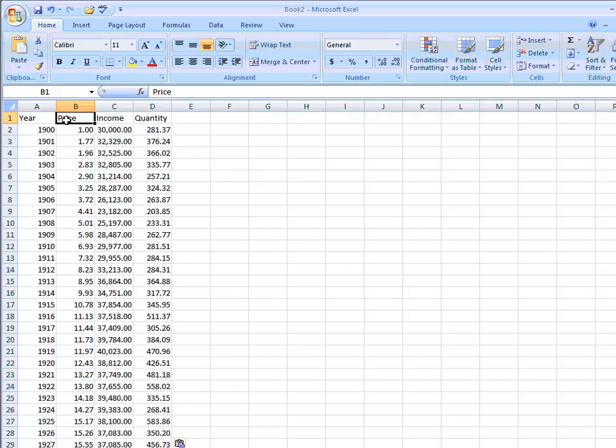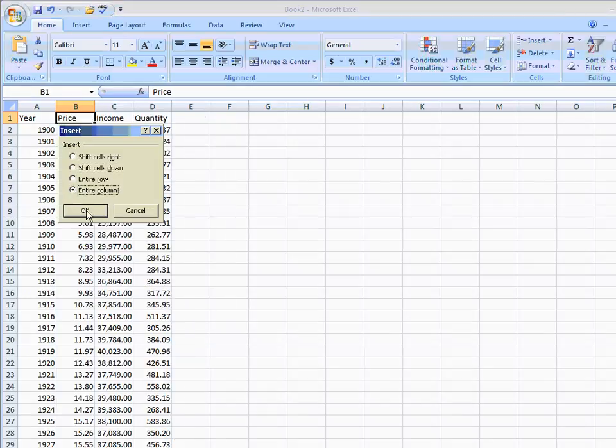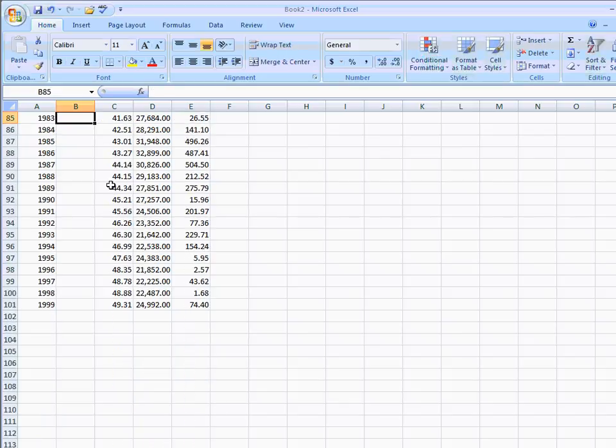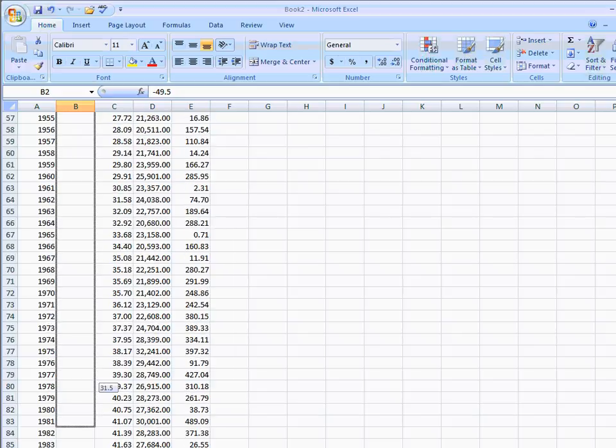First thing we have to do is, since we're trying to do over time, we have to insert the time. So I right click, insert, entire column, time, and we look down like last time. It's the same, so negative 49.5, negative 48.5. If you don't know how to do this, look at the previous video for this week.